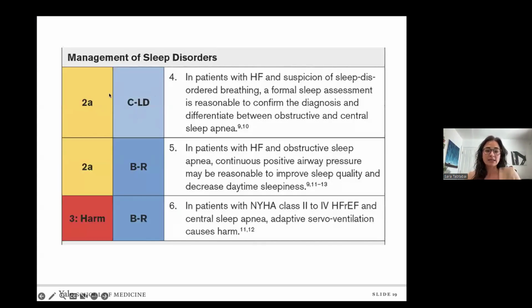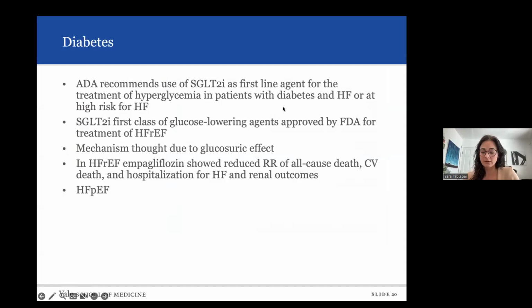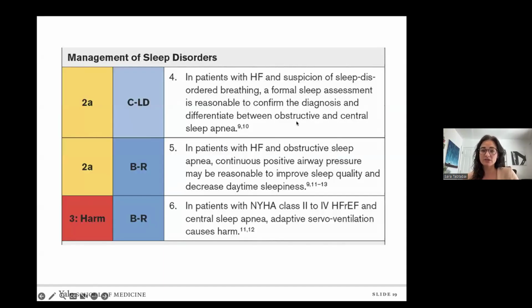And in summary, what the guidelines tell us is that in the management of sleep disorders, patients with heart failure and a suspicion of sleep disordered breathing, again, low threshold for the suspicion of sleep disordered breathing, a formal sleep assessment should be done or is reasonable to confirm the diagnosis and differentiate between obstructive and central sleep apnea. And then in patients with heart failure and obstructive sleep apnea, continuous positive airway pressure can be reasonable to improve sleep quality and decrease daytime sleepiness.